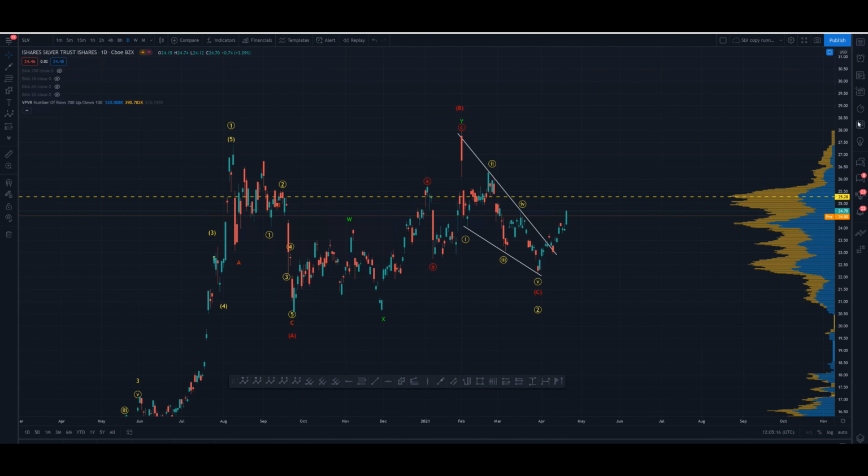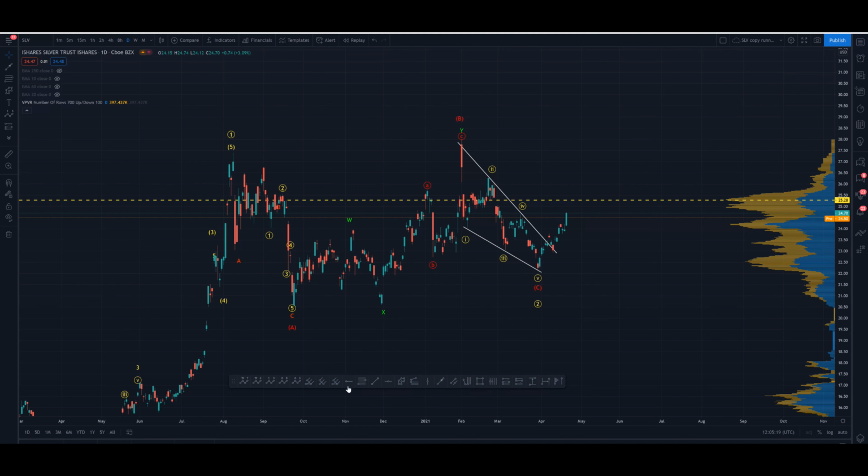Now if that's the case, then really simply we will come up and we will break the previous high and we will be off to new highs with silver in pretty short order.